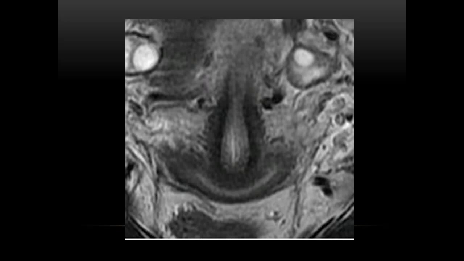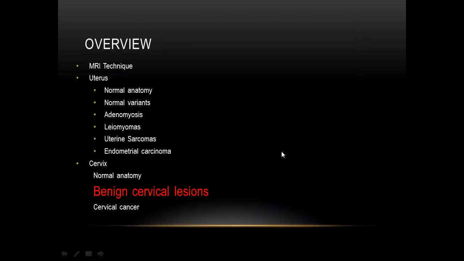This is just a funny picture from a colleague. It kind of looks like a smiley face with our cervix here, and the cysts in the ovaries look like an eye, and the vagina kind of looks like a smiley face.